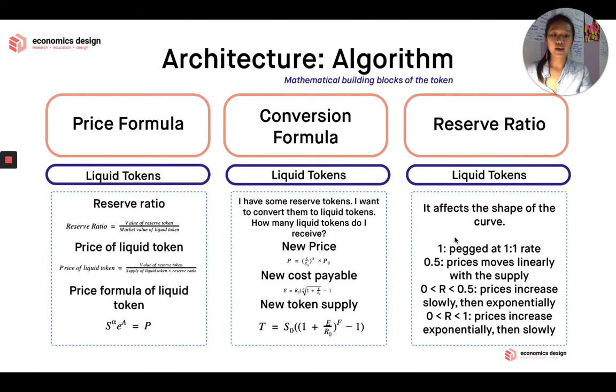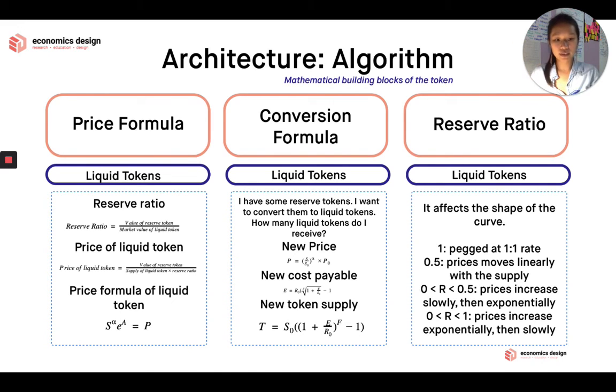When it's 1, it's like the liquid token is pegged at a 1-to-1 rate. So it's just a straight line, and the prices don't change. The supply can keep changing, but the price doesn't change. When it's 0.5, the prices move linearly with supply. So it's just a straight line. Let me draw that. It's just a straight line like that, an upward sloping straight line. So as prices increase, supply will increase.